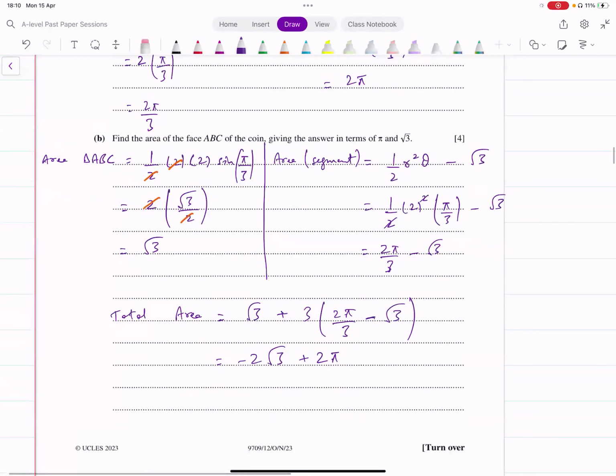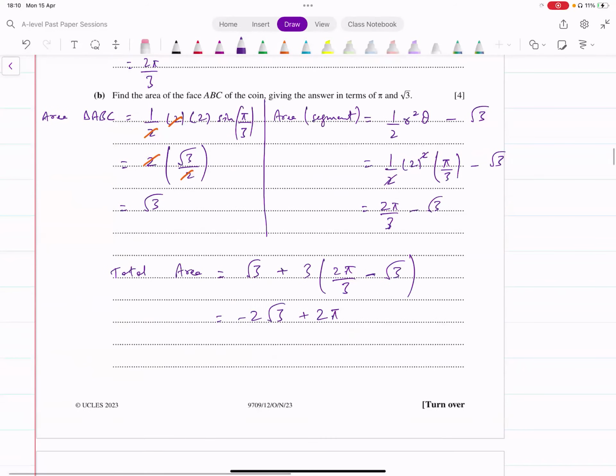Any problem with this? We can't simplify this any further. It's 2 pi minus 2 under root 3. How would you simplify it further? What can you do after this? Yes, Batul?